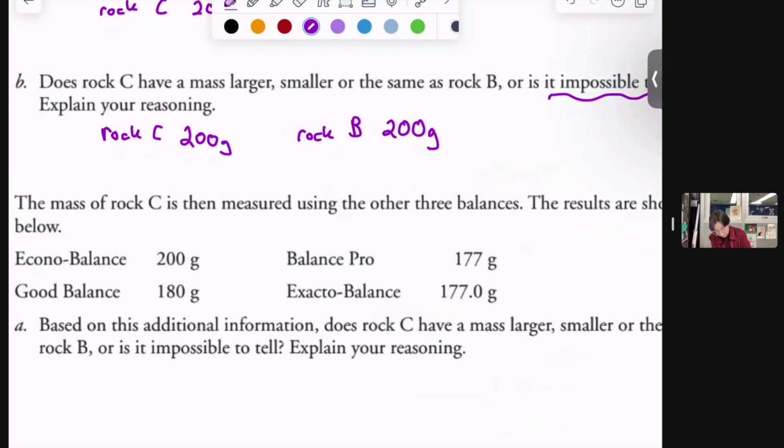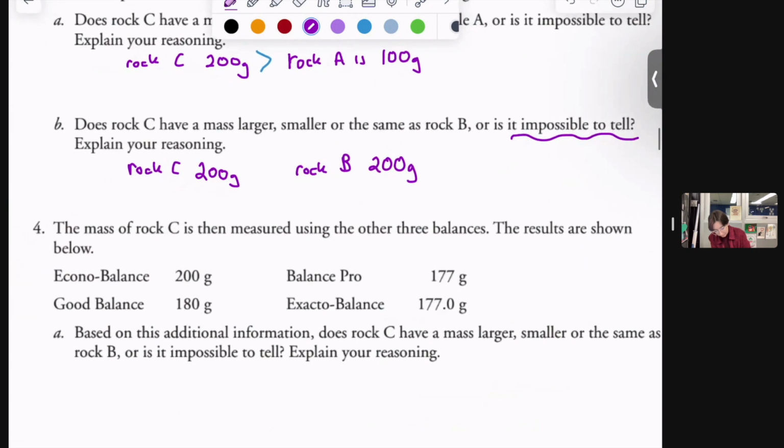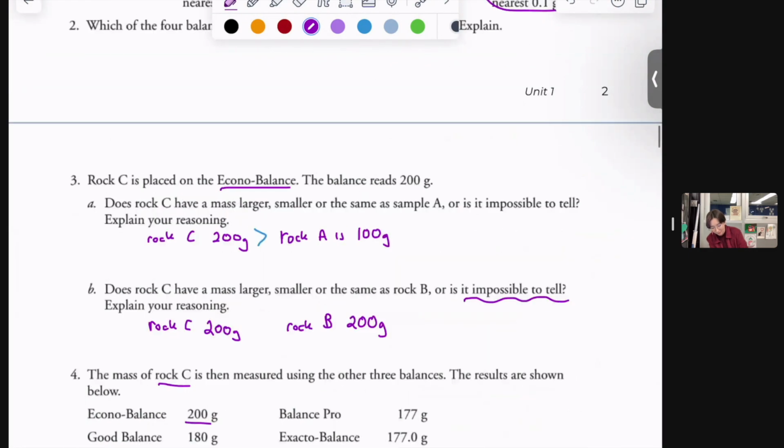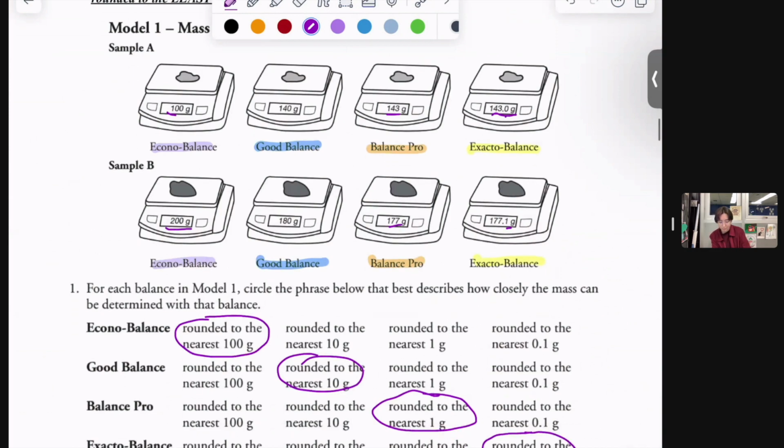Okay, we got the mass of rock C measured using our other balances. So let's compare these results. Sorry, I have to keep scrolling up and down. So this is all data for rock C. The econo balance is giving us that reading. So let's compare that to rock B. Also 200 grams. We still can't tell. Again, we can't tell which one is bigger or smaller.